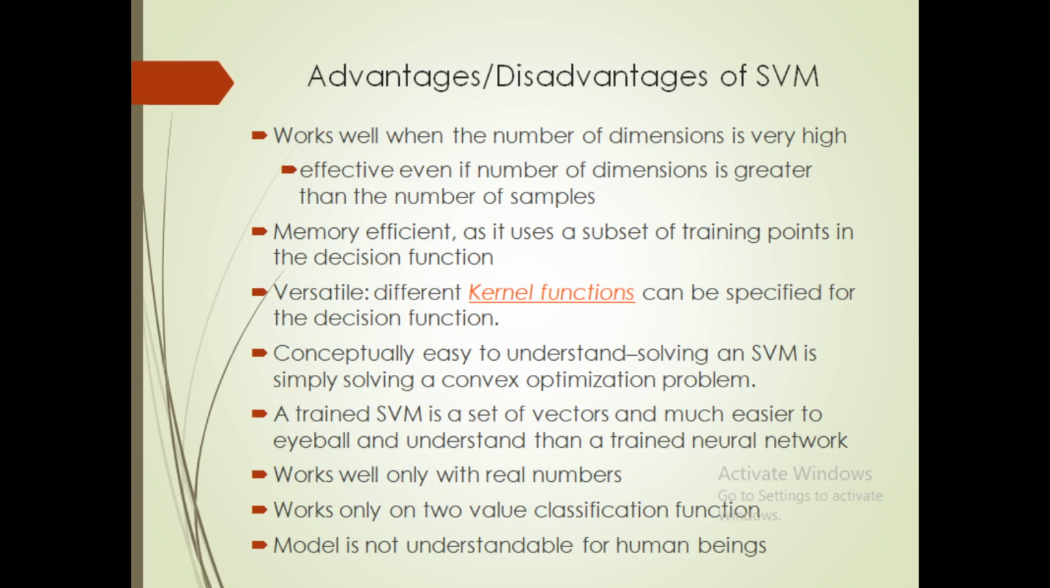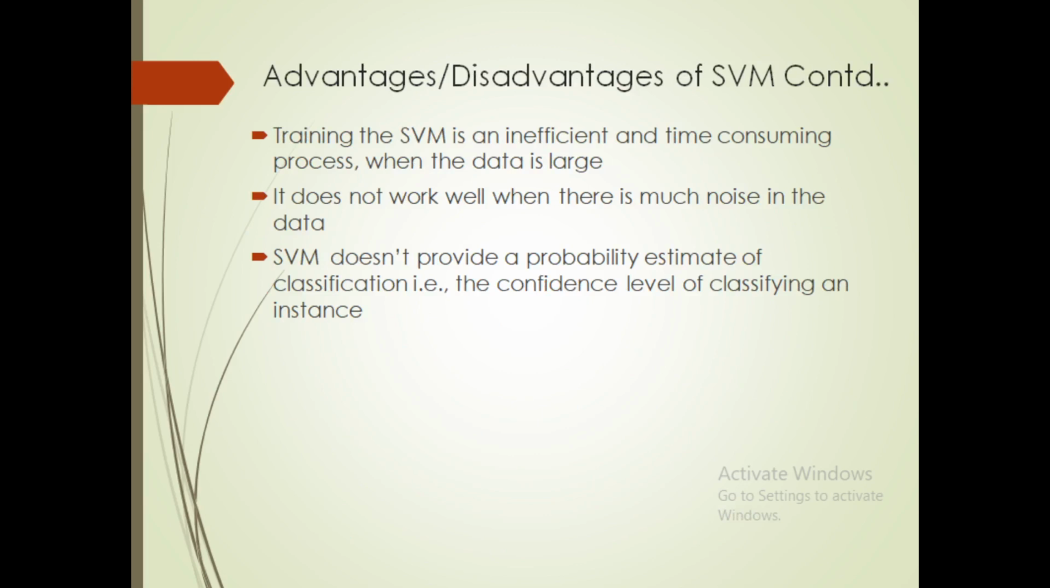Another disadvantage of having an SVM is that the model is not understandable for human beings. Compared to neural networks we can understand something, but the major part is not understood by a human being. Training the SVM is an inefficient and time-consuming process when the data is very large. If you have been provided with very large data, then we might consume much more time in training the instances.